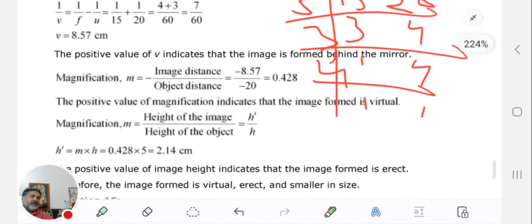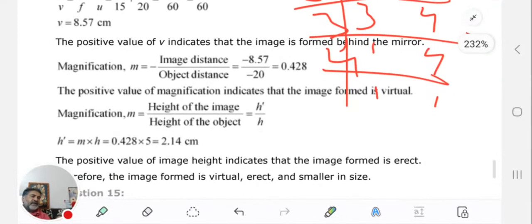The positive value indicates the image is formed behind the mirror. Magnification m is equal to minus image distance upon object distance. એટલે -8.57 upon -20 is equal to 0.428. The positive value of magnification indicates that the image formed is virtual.